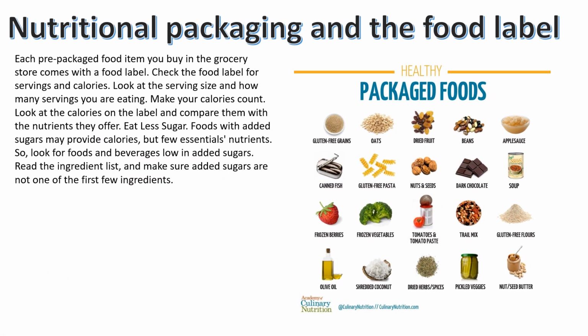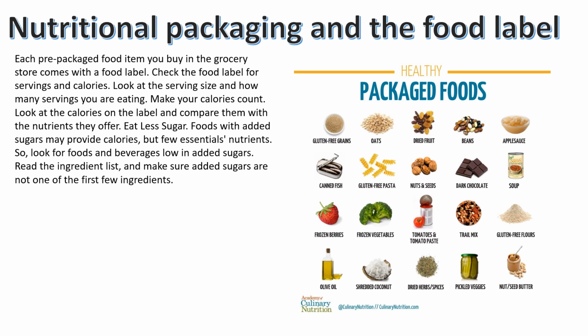Nutritional packaging and the food label. Each prepackaged food item you buy at the grocery store comes with a food label. Check the food label for servings and calories. Look at the serving size and how many servings you are eating. Make your calories count. Look at the calories on the label and compare them with the nutrients they offer. Eat less sugar. Foods with added sugars may provide calories, but few essential nutrients. So look for foods and beverages low in added sugars, read the ingredients list, and make sure added sugars are not one of the first few ingredients.